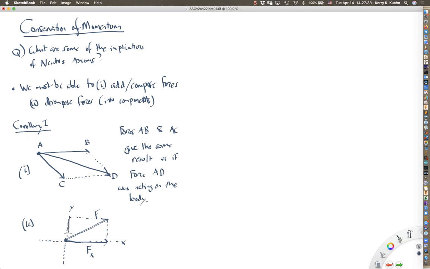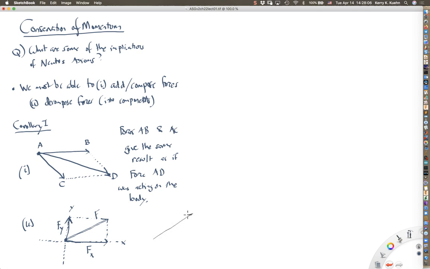So if I were to have a force over here, and I'll call this Fy. In other words, this force acting on the object would have the same result as if these two forces, Fx and Fy, were both acting on the object. So you're decomposing this force into a sum of two other forces. Notice that there is not a unique way to do this.